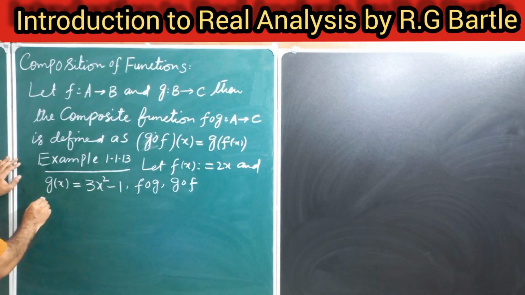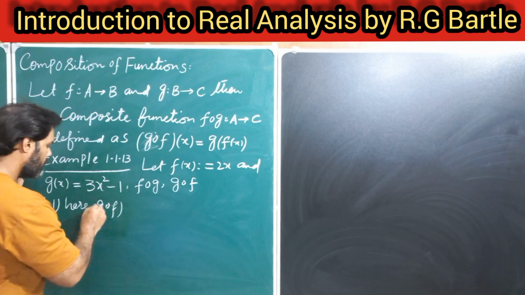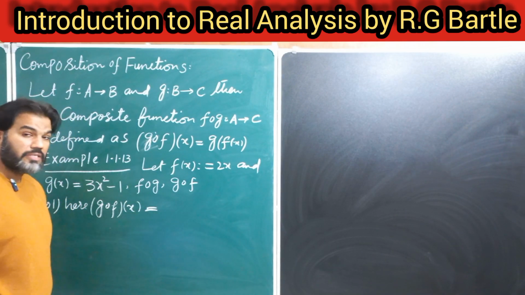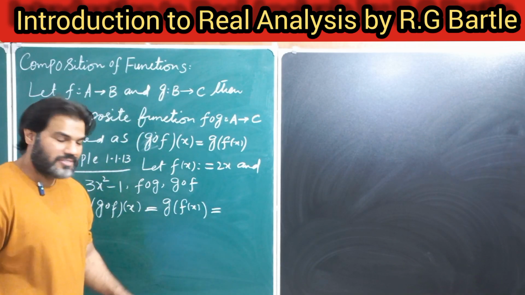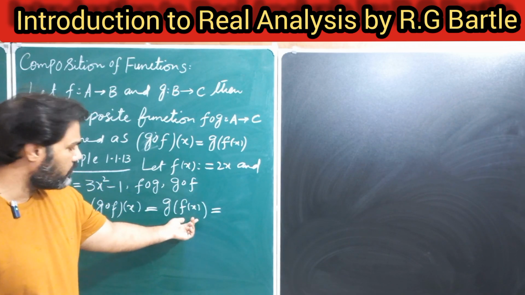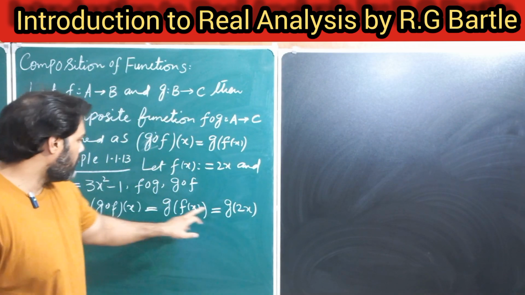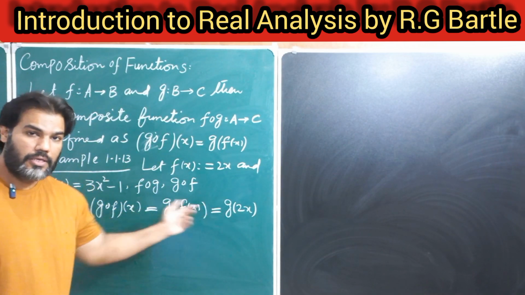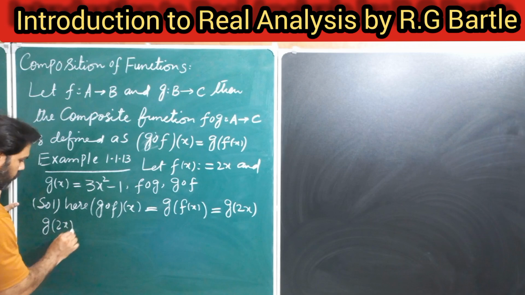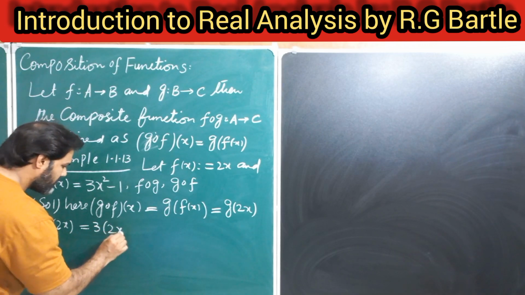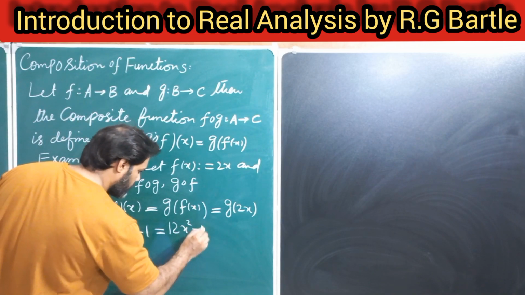So here g circle f at x is given by g of f of x. What is f of x here? f of x is 2x, so simply put 2x here. We have g of 2x. Now we just replace x by 2x in the function g of x. So we have g of 2x is equal to 3 into (2x) whole square minus 1. It is equal to 12x square minus 1.